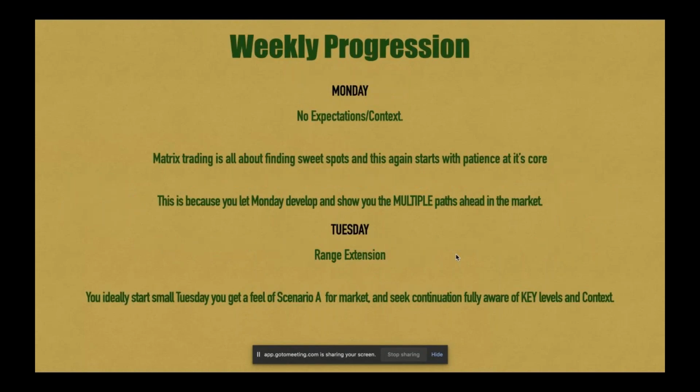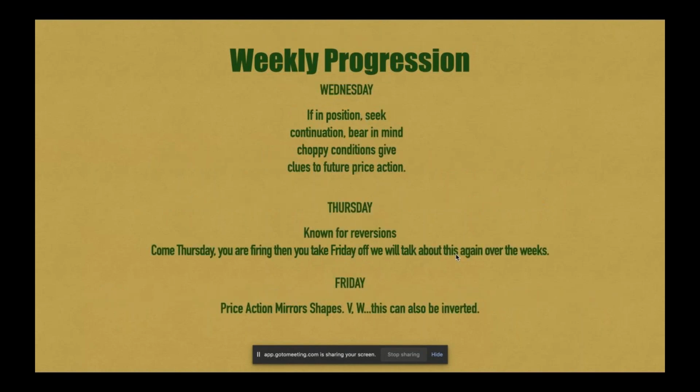Weekly progression: these are all things that you know as well. Monday, Tuesday, Wednesday, even Thursday, all chop. And then Friday, we had a nice little breakout. We're going to explain what exactly happened there. The holiday trading is the short answer for the weekly progression.